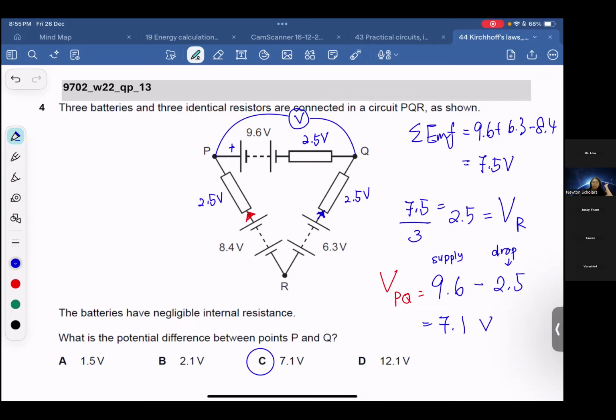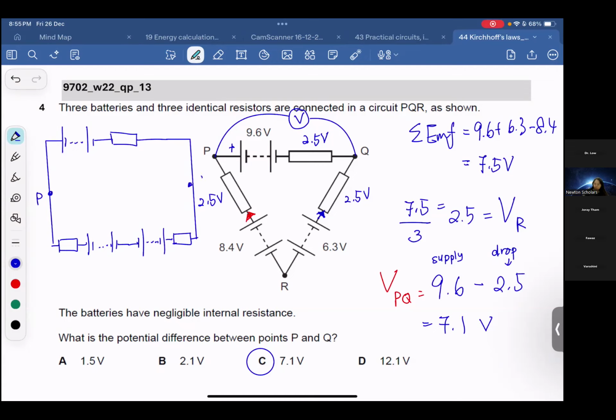Okay, if I redraw the circuit, I draw it another way round. So this one is my resistor. Then here is like this, like this, like this. Then here is like this, like this, like this. Then this is my another one. Okay, like this here. So this is the P point, and this is the Q point. So we measure the voltage across these 2 points.